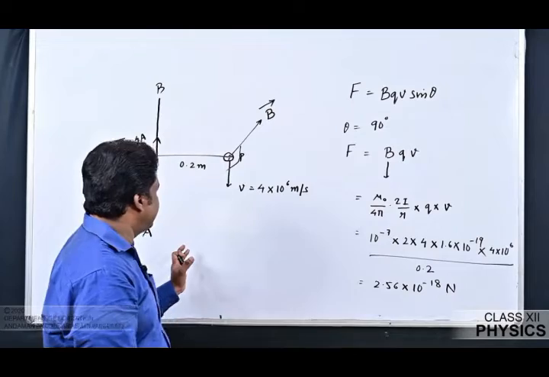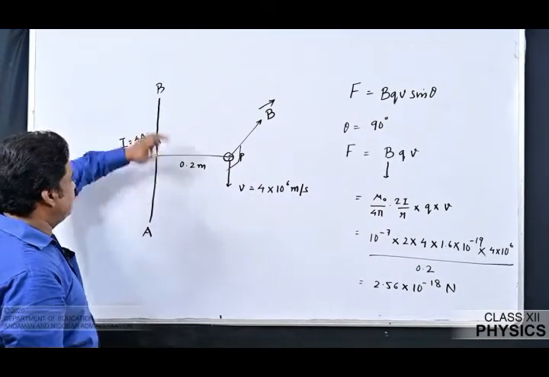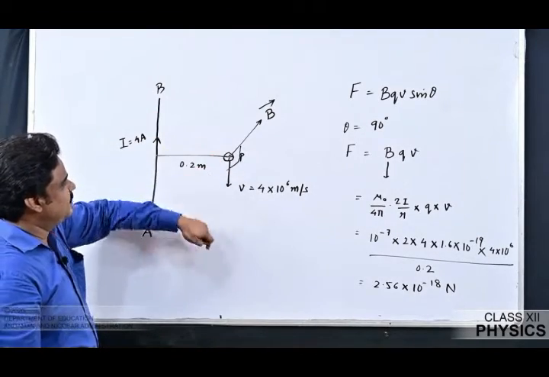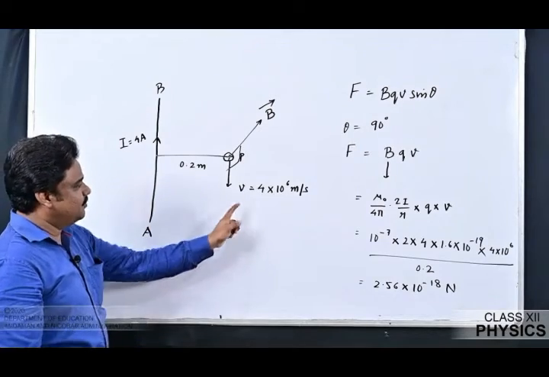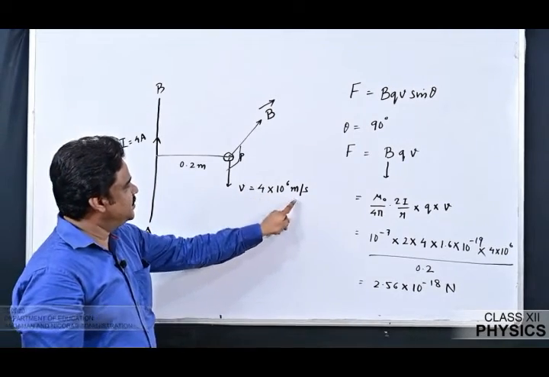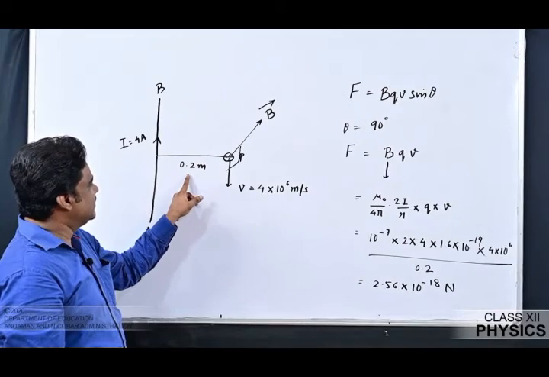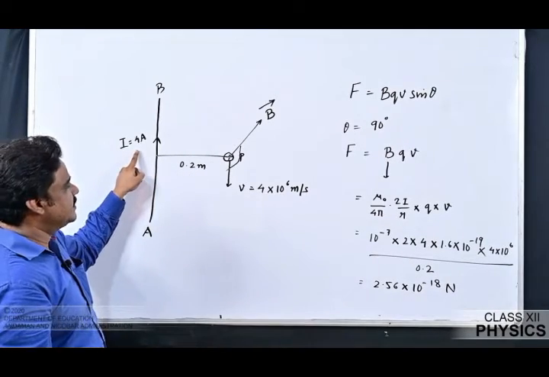Once again, the diagram clearly says this is the direction of current from A to B. A proton is moving opposite to the direction of current, parallel to it. What about the speed of the proton? It is 4 into 10 power 6 meter per second. What about the distance? It is 0.2 meter. Current magnitude is 4 ampere.